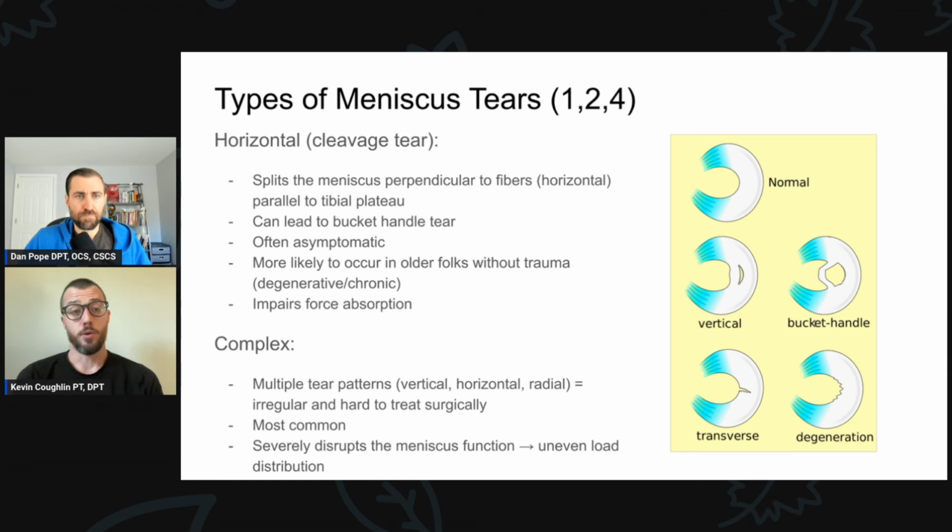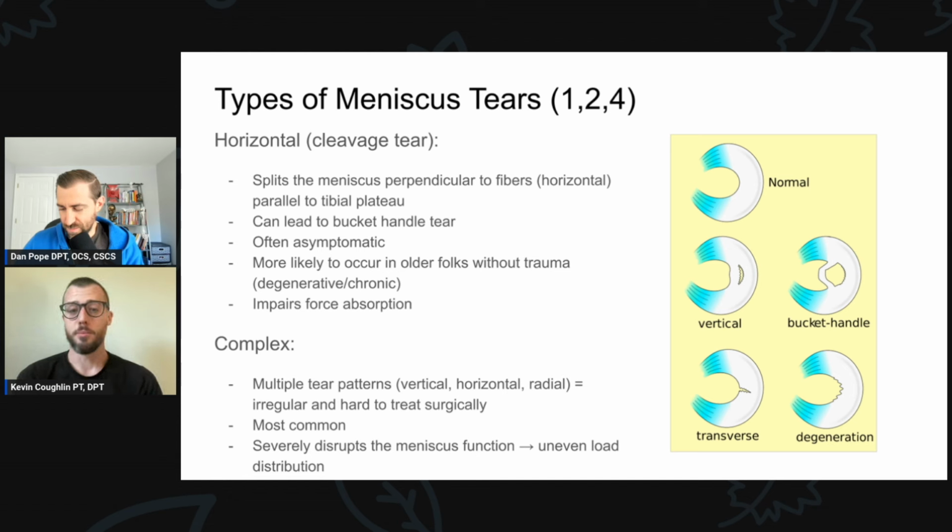So a fourth type of tear, and there's more than I'm going to cover, but I'm trying to cover the big ones that we see in the research. So a horizontal tear, this is also called a cleavage tear. I actually lied, this might be my favorite one. It's so interesting. It splits the meniscus perpendicular to the fibers. So if you were to look at the meniscus from the side, it kind of splits it in half. So it's like two pieces of bread stacked on top of each other. That's just how I thought about it.